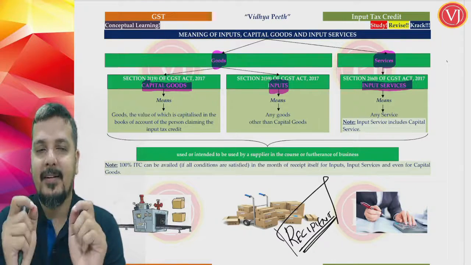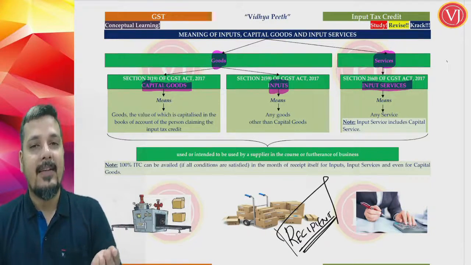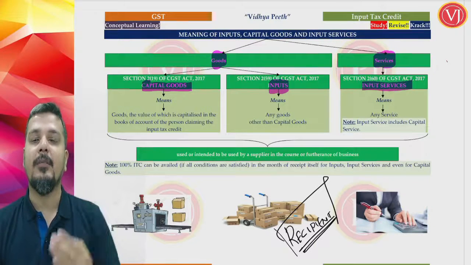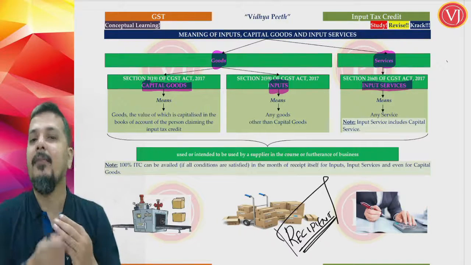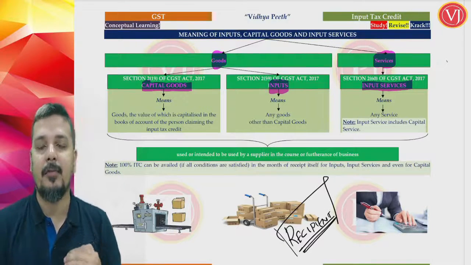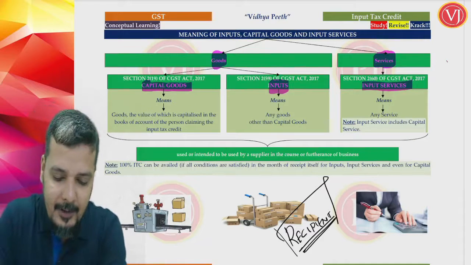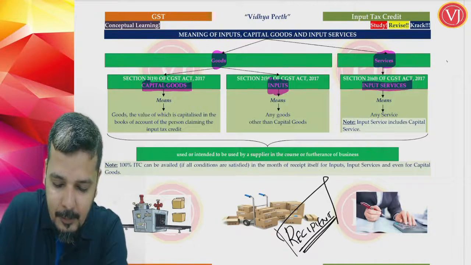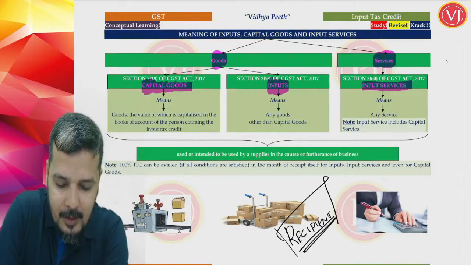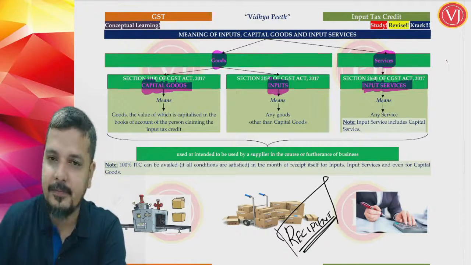So please understand that ITC, this entire chapter, you're looking from the angle of receiving the goods, whether it is inputs or capital goods, or receiving the services. You're paying for them. When I receive the goods or receive the services, I'll pay for them. So you're looking from that angle. Now, when I get the goods, they may be inputs or capital goods. When I get any services, the service is always input services.